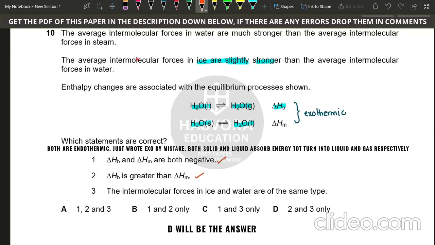Let's check the third one. The intermolecular forces in ice and water are of the same type. This is also correct, because no matter what, the intermolecular forces remain the same, which is hydrogen bonding. Okay, so the answer for this one is A.